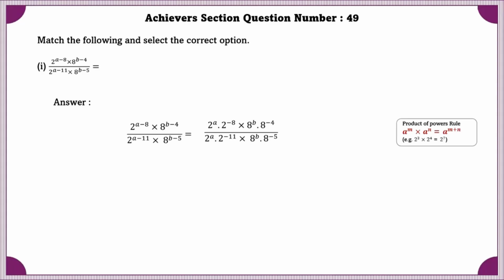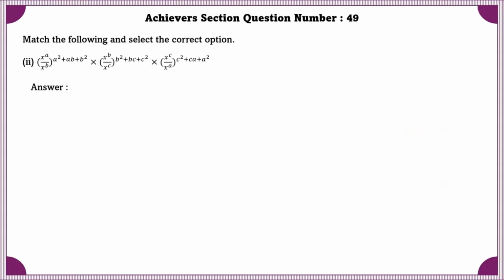Similarly, we can write the other terms. Now, if we see here, 2 to the power of a and 2 to the power of a can get cancelled, and 8 to the power of b and 8 to the power of b can also be cancelled. And now we can use the quotient of powers rule, and we can write this as 2 to the power of 3 into 8 by 1. If we simplify it, we will get 64.